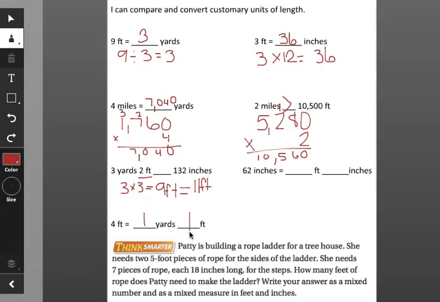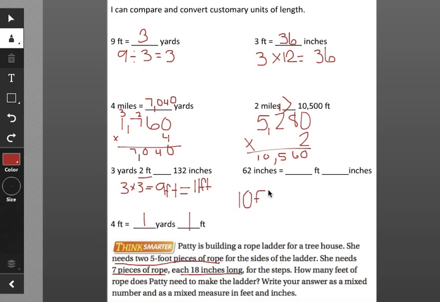So I need to go through and underline important information. So she's building a rope ladder. She needs 2 5-foot pieces of rope for the sides of the ladder, and she needs 7 pieces of rope that are each 18 inches long for the steps. How many feet of rope does she need? Well, I need to figure that out. So I'm going to have to do some multi-step. She needs 2 5-foot pieces. Well, if there's 2 5-foot, that's going to equal 10 feet, correct?